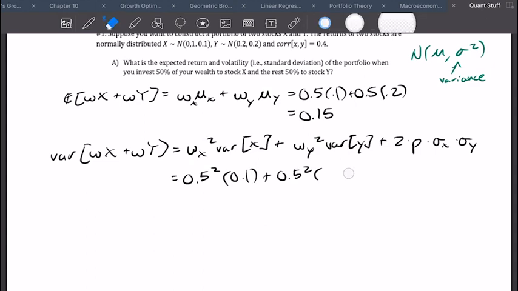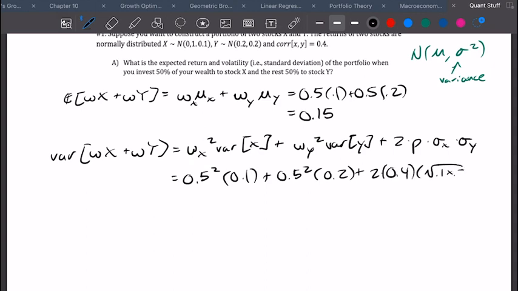Anyways, we can plug in the numbers and we get 0.5 squared times 0.1 plus 0.5 squared times 0.2 plus 2 times the correlation, 0.4, times the square root of 0.1 times 0.2. This evaluates to roughly 0.10328, and that is the variance of this portfolio.